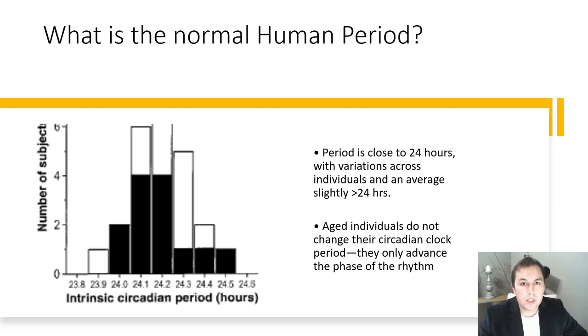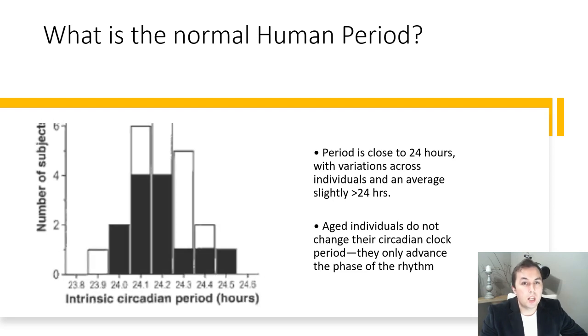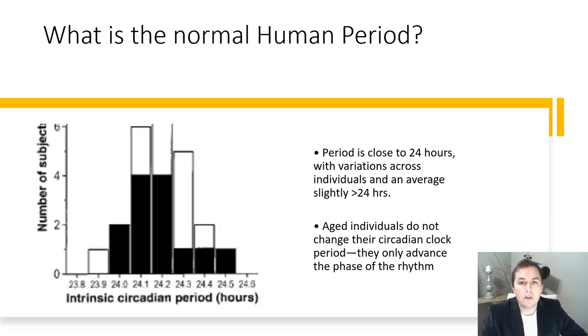The other point about this slide is, as we get older, we do have disrupted sleep, and older individuals often go to sleep earlier and wake up earlier. But this is not due to a change in the circadian period, because they still have identical periods to their younger counterparts. Rather, it is a change in their phase at which they sleep and the phase in which they stay awake.